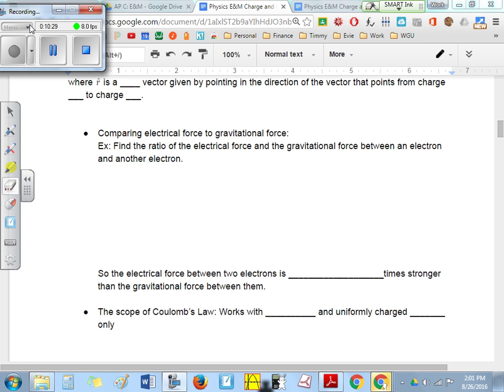So now we're going to actually measure it. So we're going to need to know some things. We're supposed to compare k q1 q2 over r squared versus G m1 m2 over r squared.